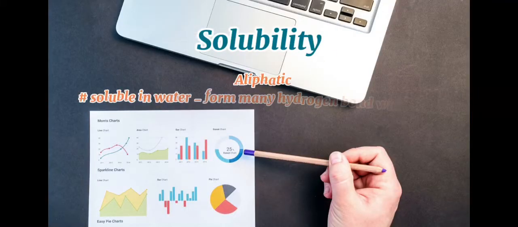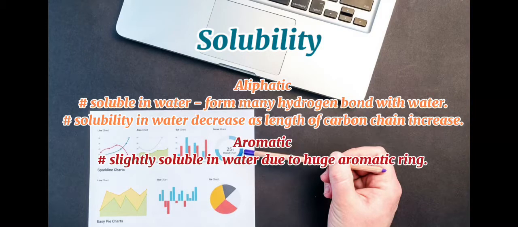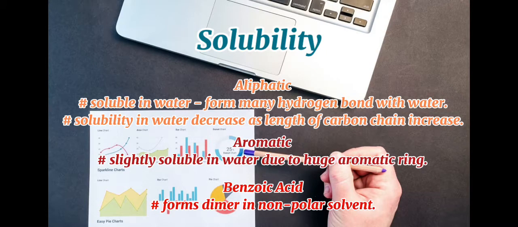Aliphatic acids are soluble in water because they form many hydrogen bonds in water. Solubility in water decreases as the length of the carbon chain increases. Aromatic acids are slightly soluble in water due to the huge aromatic ring. Benzoic acid forms a dimer in non-polar solvent.